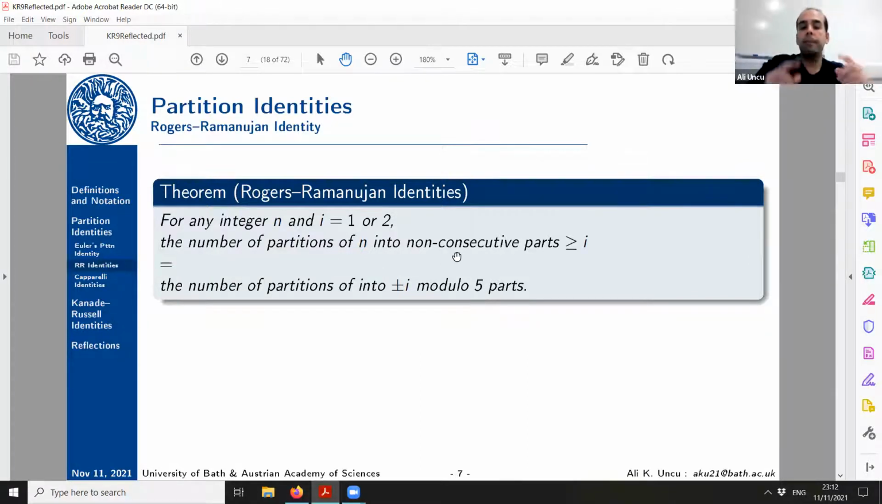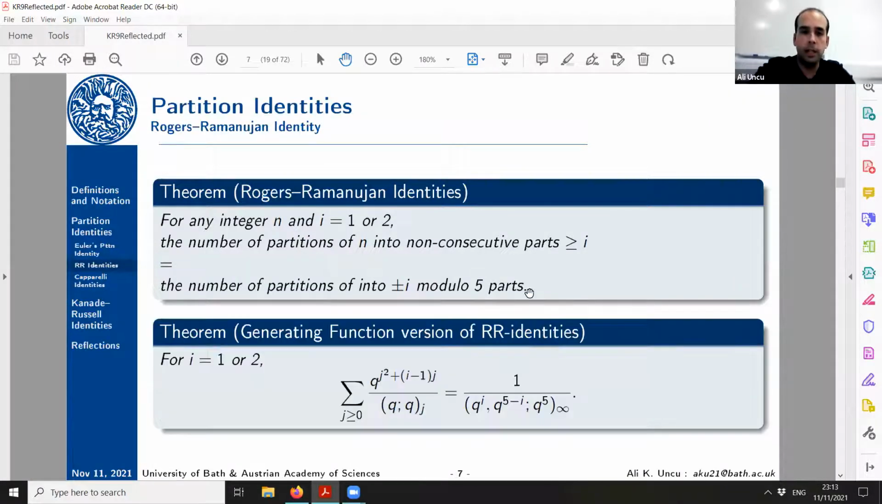So here we have non-consecutive parts. So the parts of the partitions are at least 2 apart from each other now. And on the other side, we have partitions with a congruence condition. That is, you can have either 1 or 4 modulo 5 parts. And here the repetitions are allowed again in the second set. And we said the congruence conditions are also easy to understand when we have generating functions. So here is how you would write it as a generating function identity.